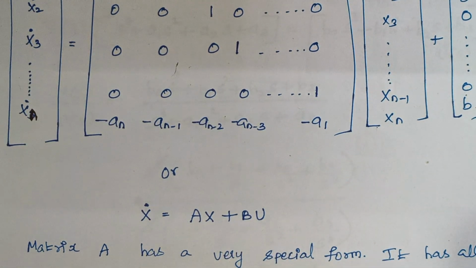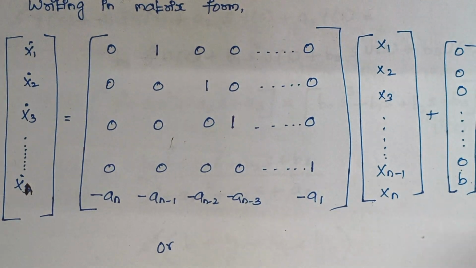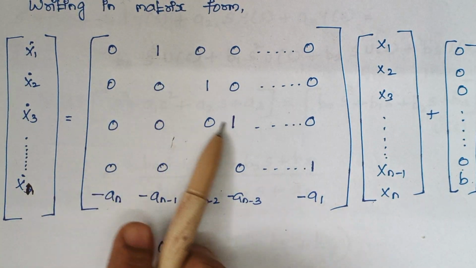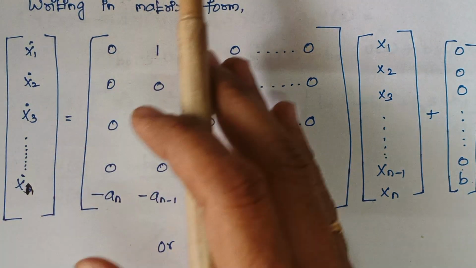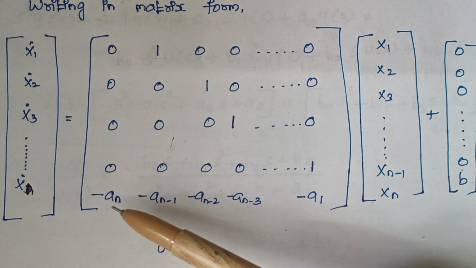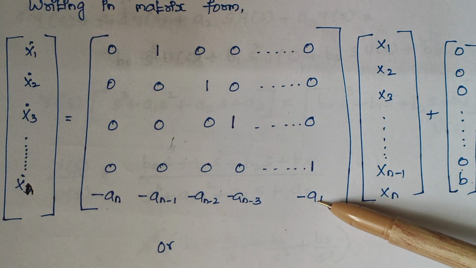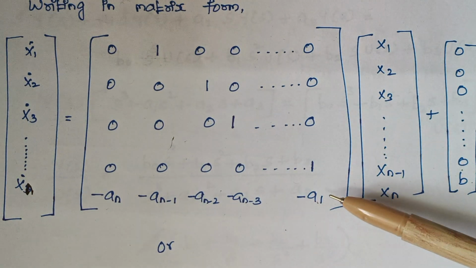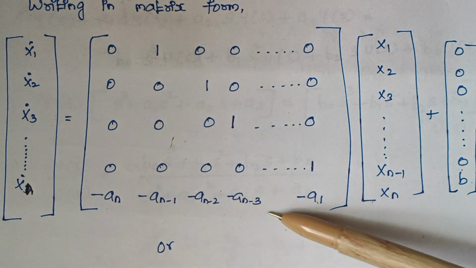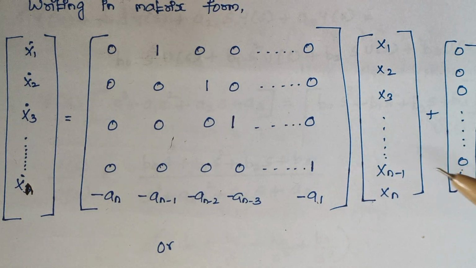So when you look at this matrix A, this is our A matrix, right? When you look at the matrix A, it has 1 in the upper off diagonal, right? So these are the diagonal elements, and in the upper half they have 1. And the last row of this matrix consists of the negative coefficients of the differential equation, right? So here you see everything is negative, and these are all the coefficients present in the differential equation.